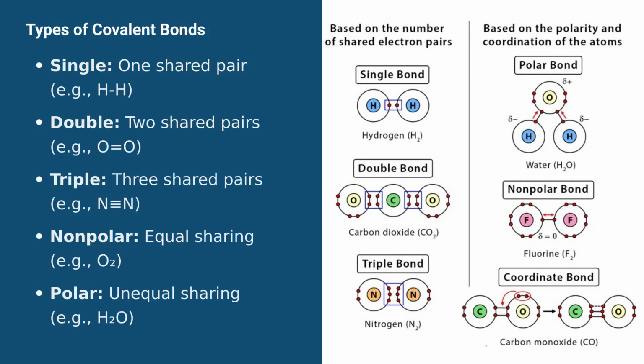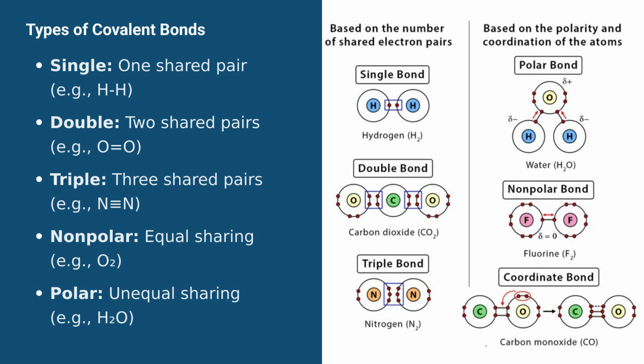Covalent bonds can vary in how many electron pairs are shared. A single covalent bond shares 1 pair, a double bond shares 2 pairs, and a triple bond shares 3 pairs. Furthermore, covalent bonds can be classified as polar or nonpolar. In a nonpolar covalent bond, electrons are shared equally between atoms, such as in an oxygen molecule, O2.